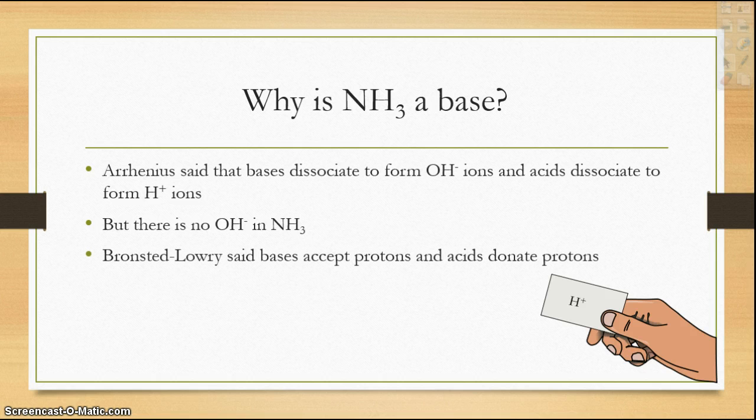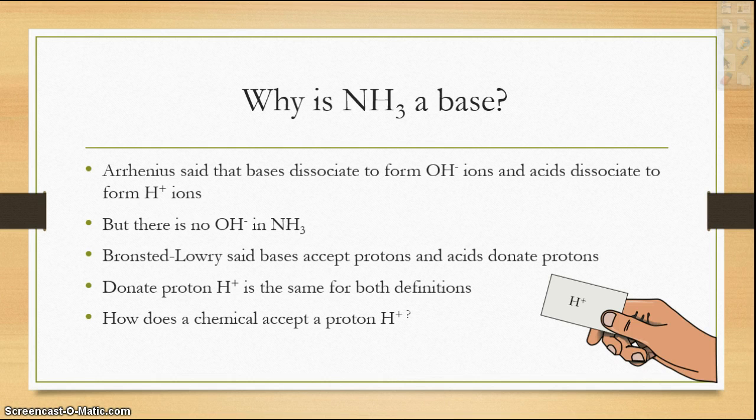Well, Bronsted and Lowry came up with a new definition that helps us understand this. They said that bases actually accept protons and acids donate protons. If we think about the acid definition, they're pretty much the same. Arrhenius, Bronsted, and Lowry all involve the hydrogen ion. But how does a chemical actually accept a proton, which is a hydrogen ion? How is that a base?